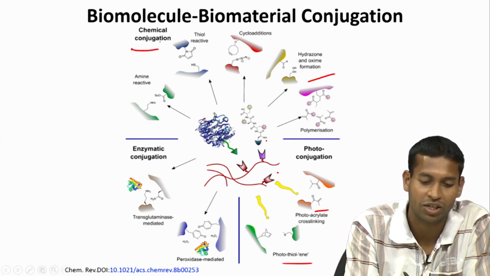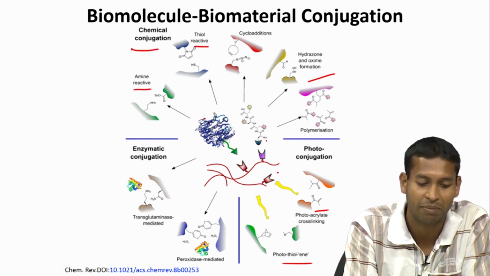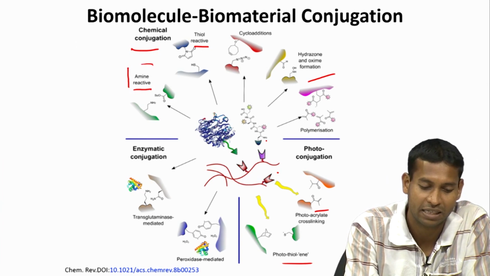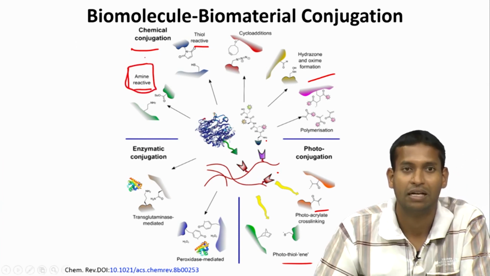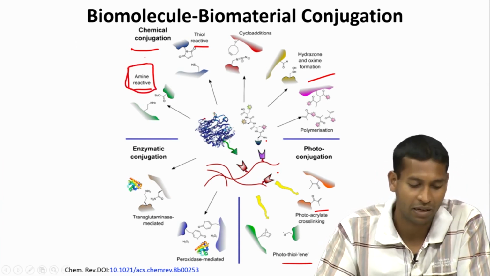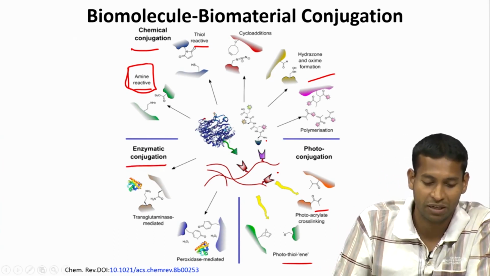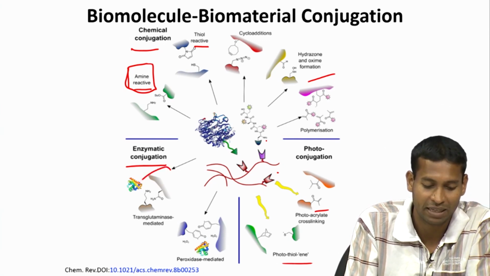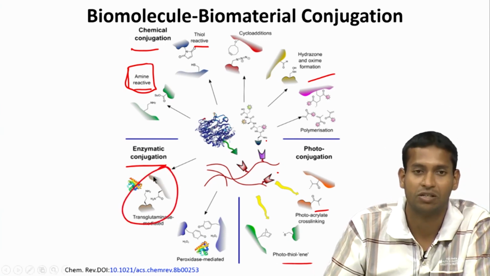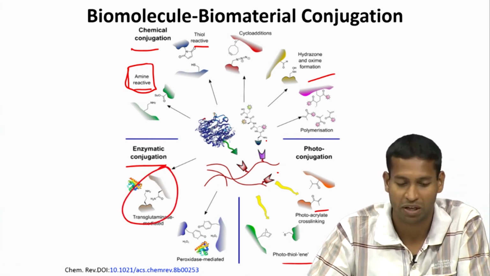Then there is chemical conjugation. So, there can be thiol reactive or amine reactive. This one again is the most widely used one, typically EDC NHS coupling, or in certain examples some enzymatic conjugation is also used, where some enzyme will mediate this and attach your particular drug to your polymer molecule.